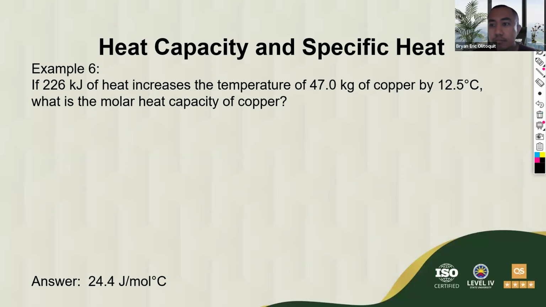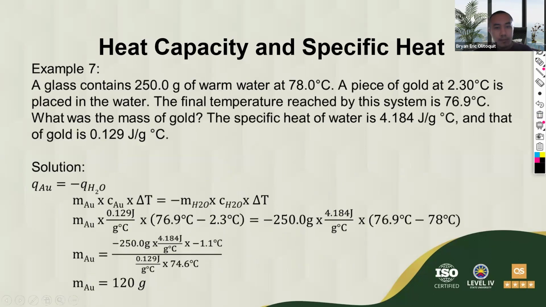Now let's proceed. Another one. A glass contains 250 grams of water at 78 degrees Celsius. A piece of gold at 23.0 degrees Celsius is placed in the water, and the final temperature reached by the system is 76.9 degrees Celsius. What was the mass of gold? The specific heat of water is 4.184, and that of gold is 0.129 joules.